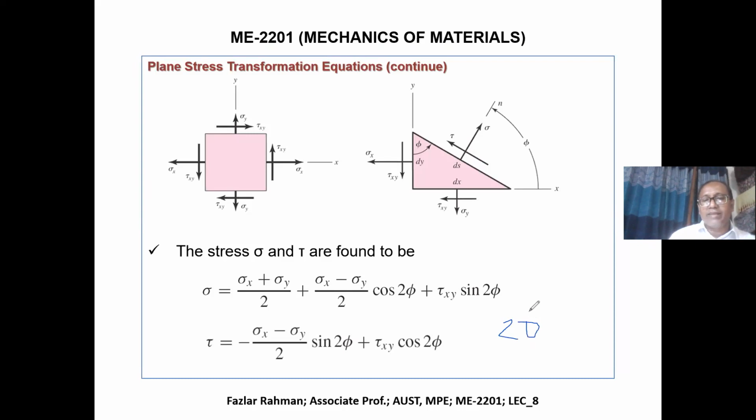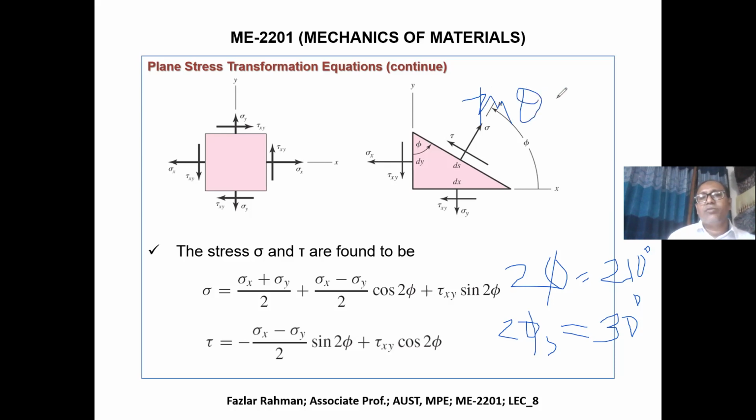Say 2 phi s, you got 30. What will be the other one? Just you need to add 180. And the other one will be 2 phi s equal to 30 plus 180. You get 210 degree. Why 180? Tan theta equal to tan theta. Okay.